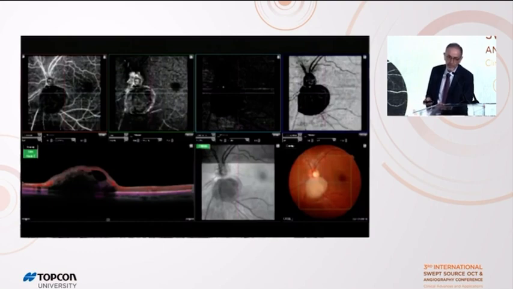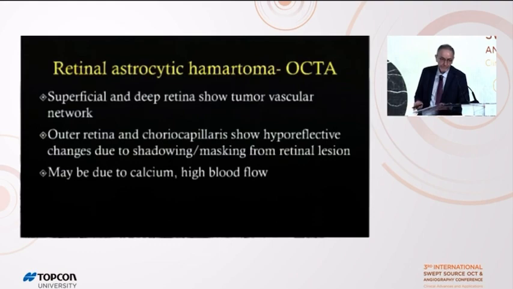And this is the OCTA image of the same patient. This time we have a vascular network in the deep retina and some vascularity in the superficial retina. And probably there's a masking effect on the outer retina and choriocapillaris, either from high blood flow within this lesion or maybe calcium deposits within the lesion. And here you can see the optically empty cavities or cysts within the lesion, and these show up as non-flow areas in the OCTA cuts.